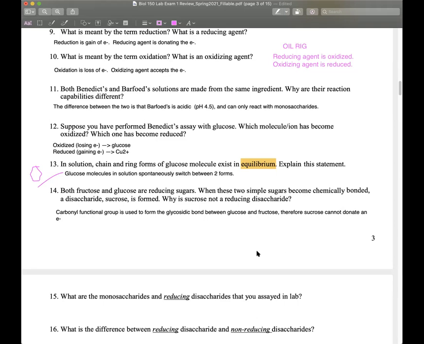So sucrose, we did have that in our assays. That was not one of the reducing disaccharides, and it's because that carbonyl group basically disappears when you're bringing together a fructose and a glucose molecule. So that carbonyl group becomes the basis of that glycosidic bond, that covalent bond that links the two monomers together.